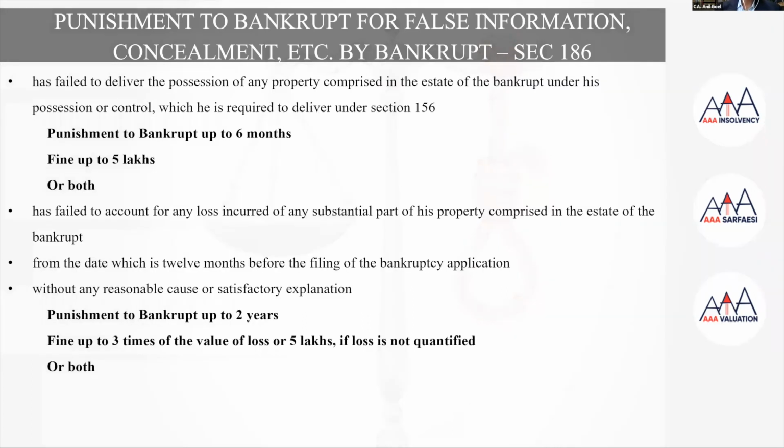If he has failed to deliver possession of any property comprised in the estate of the bankrupt, which is under his possession or control and which he is required to deliver to the bankruptcy trustee, the punishment is imprisonment of 6 months, 5 lakhs or both. If he has failed to account for any loss incurred or any special part of his property comprised in the estate of the bankrupt, from the date 12 months before the filing of the bankruptcy application, this is basically 2 years. This is a kind of akin to fraudulent transactions.